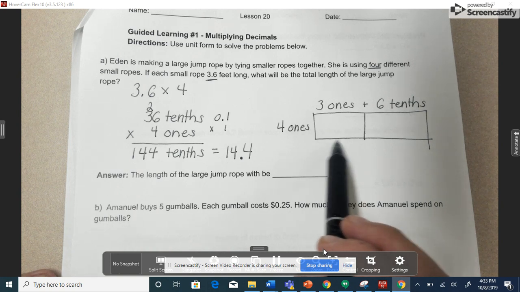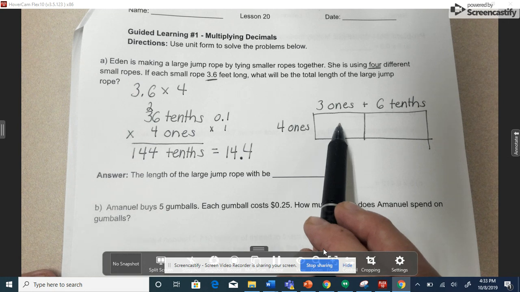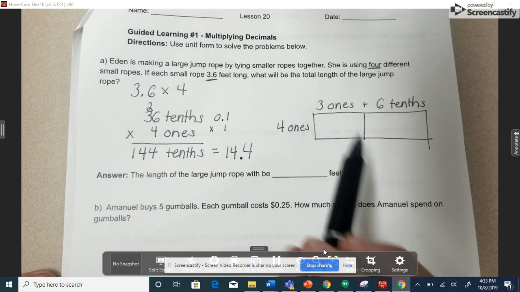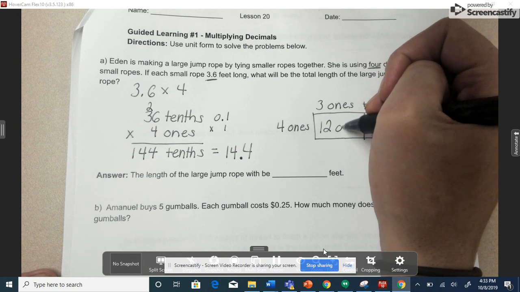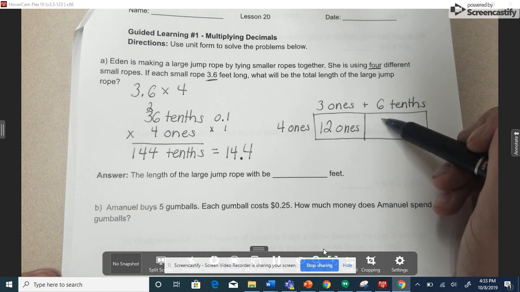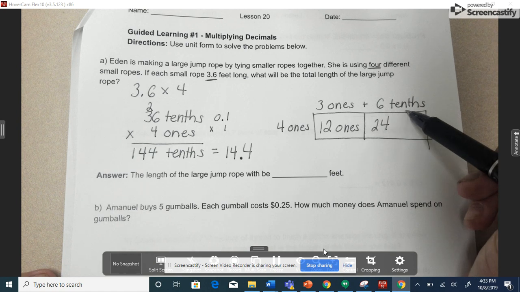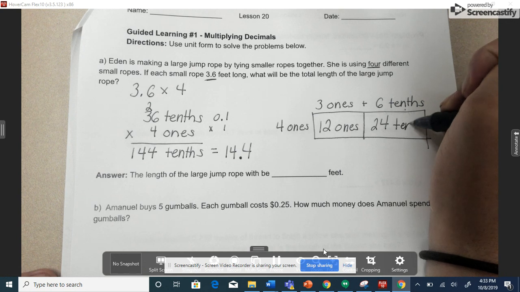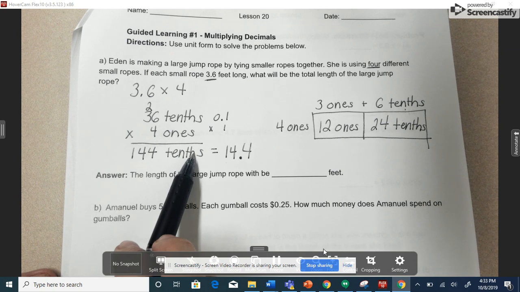Now, I'm basically just finding the area of each of these squares. So to do that, I'm going to multiply what's on top times the number to the left. 3 ones times 4 ones is 12. And 1 times 1 is 1. So that's 12 ones. Now let's do the same here. 6 times 4 is 24. Tenths times ones is tenths. Just like we did right here. Tenths times ones is tenths.